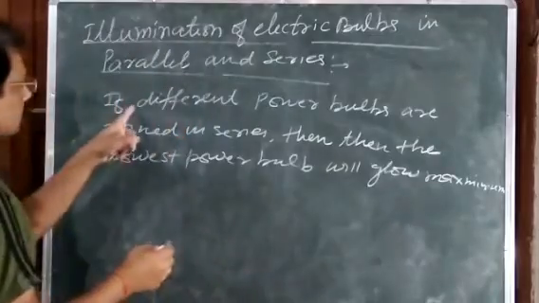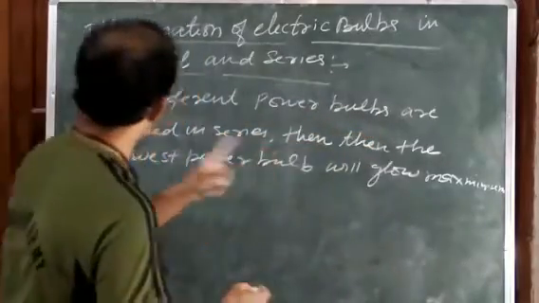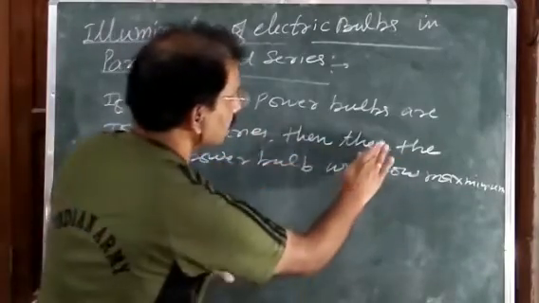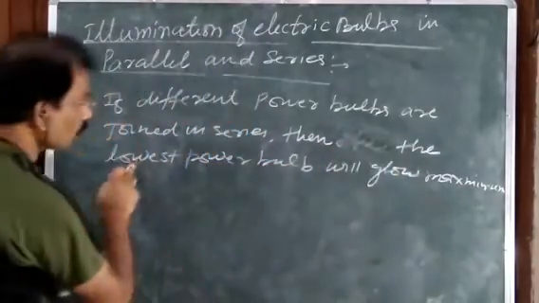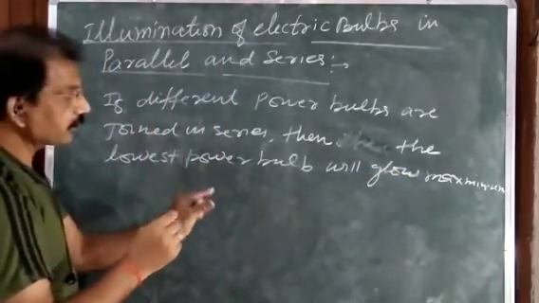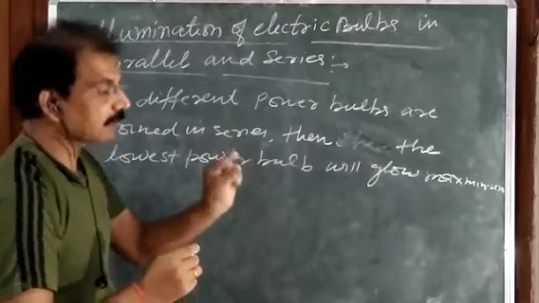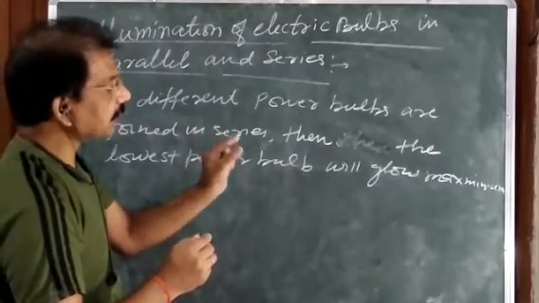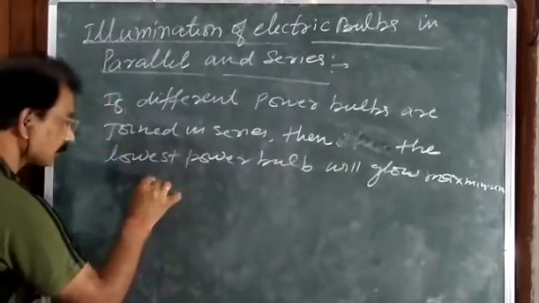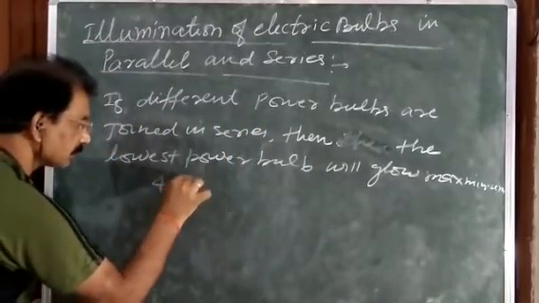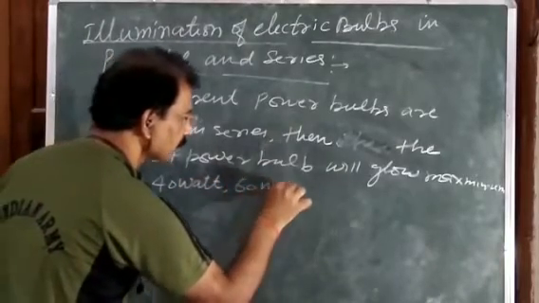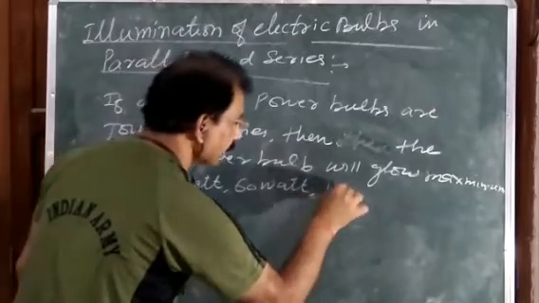It means if different power bulbs are joined in series, then the lowest power bulb will glow maximum. It means in series combination, the lowest power bulb will consume the electrical energy maximum in the form of heat energy. जैसे हम कहें 40 watt, 60 watt, 100 watt.